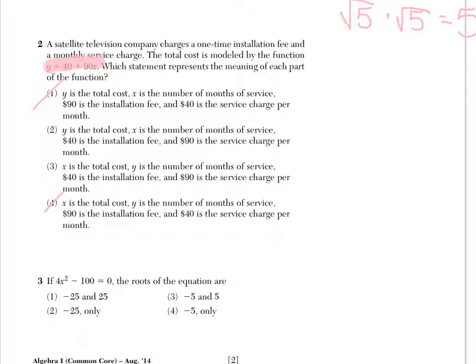Answer choices 2 and 3 are very similar except for the beginning part, where y is the total cost in number 2 and x is the total cost. Well, if it's a total cost, it would mean that that would equal a whole bunch of calculations. So number 2 is our winner.